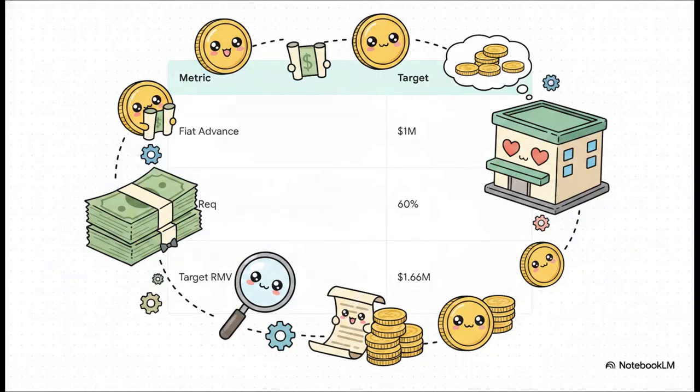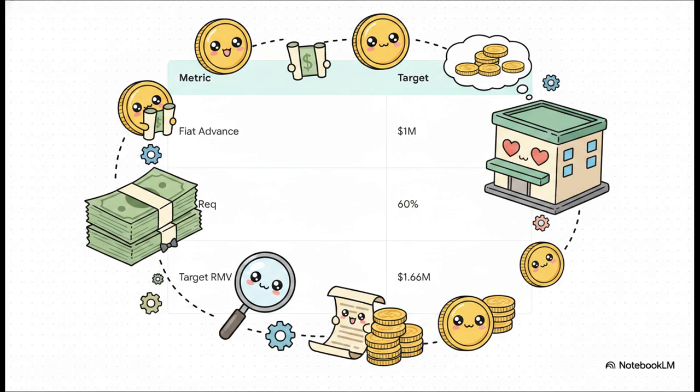This is where we stop guessing and start defining our exact mathematical targets. Institutional lenders and family offices operate on super conservative risk metrics, typically offering a 40% to 70% loan-to-value, or LTV, ratio against verified assets. Let's assume a 60% LTV for our $1,000,000 fiat advance target.